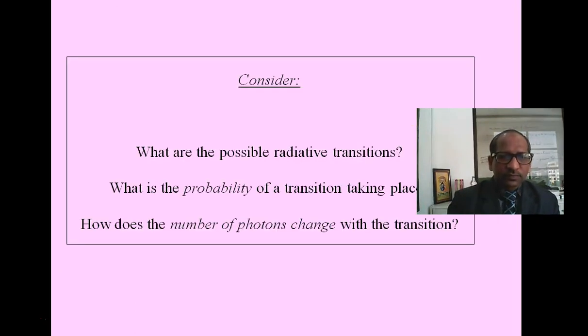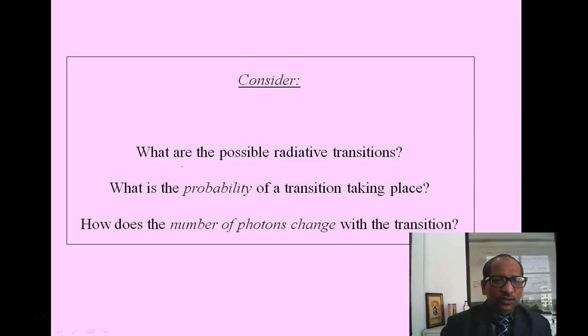And now there are some questions. What are the possible radiative transitions? What is the probability of a transition taking place? How does the number of photons change with the transition? These are some basic questions which can arise in your mind also when an electron jumps from the ground state to the excited state, or from the excited state to the ground state.